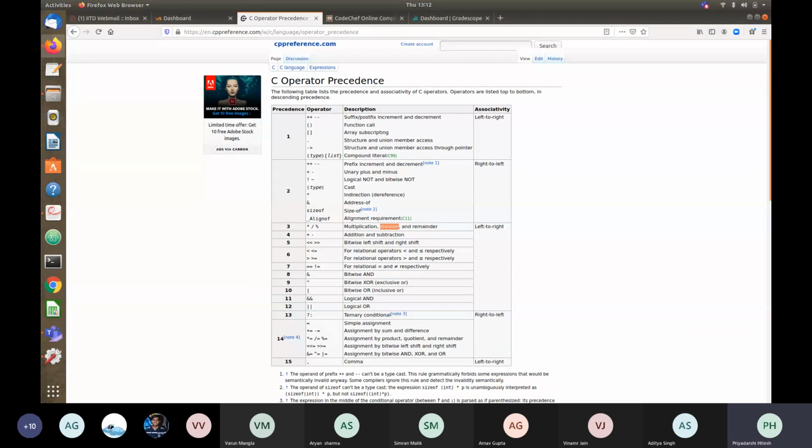Percentage is mod that you have read in the last lab. These are shift operators and these are conditional operators. So we'll come to that later. So let's begin with the increment operator. So basically, if I have a number, let's say x.